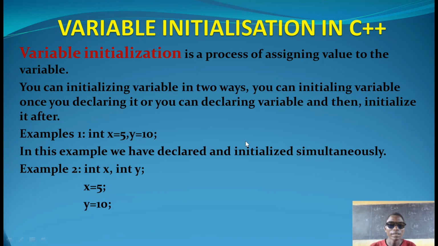So finally, we have seen variable initialization in C++. Its definition is the process of assigning a value to the variable. Simply, variable initialization is the process of assigning a value to a variable. You can initialize a variable in two ways. You can initialize a variable once you declare it, or you can declare the variable and then initialize it afterwards.